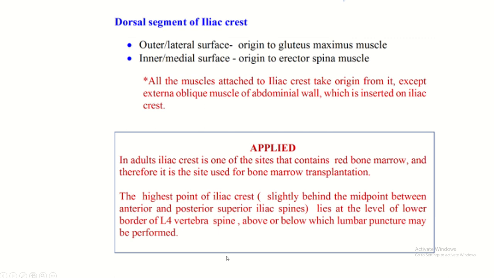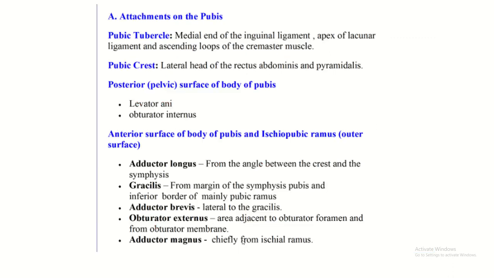In adults, the iliac crest is one of the sites that contain red bone marrow, and therefore it is the site used for bone marrow transplantation. The highest point of the iliac crest is slightly behind the midpoint between the anterior and posterior superior iliac spines, just at the level of the lower border of the lumbar 4 vertebral spine, above or below which lumbar puncture may be performed.